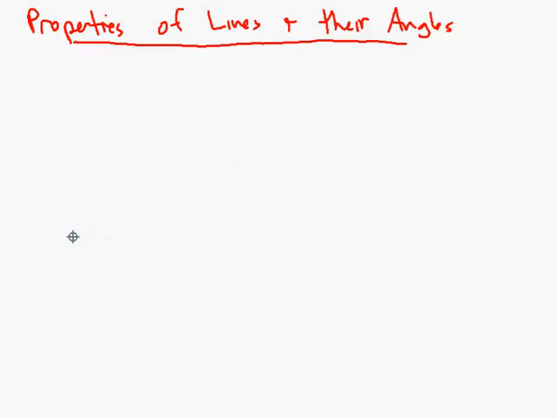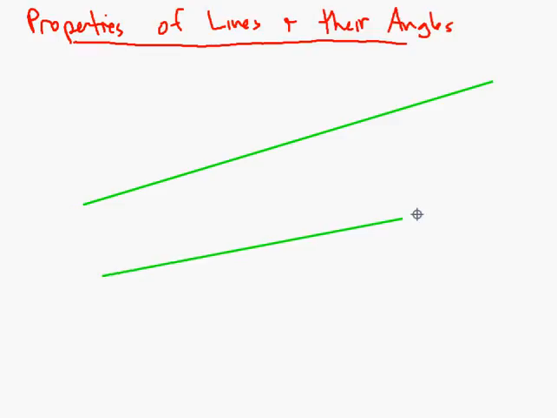So I'm not going to draw the ends of the lines, but we're going to start with just a basic, here are two lines, and here is one other line that's going through them. So this line that's cutting through two other lines, that's called the transversal.